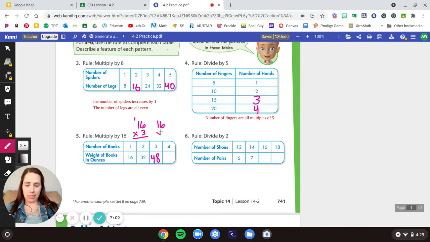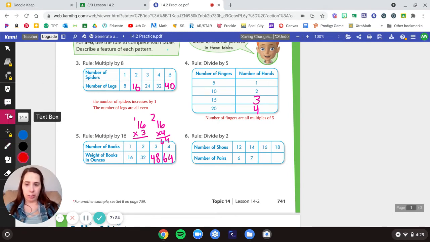Even adults still sketch out math or count it through because we make mistakes in our head. So 6 times 4 is 24. 4 times 1 is 4, plus 2 is 6. So we know that this is 64.